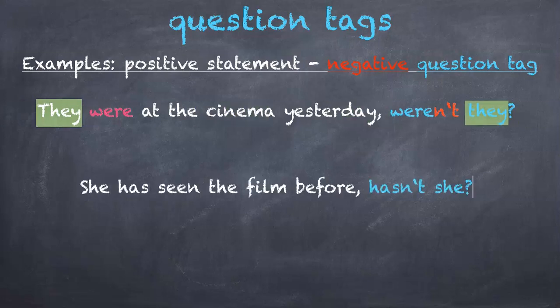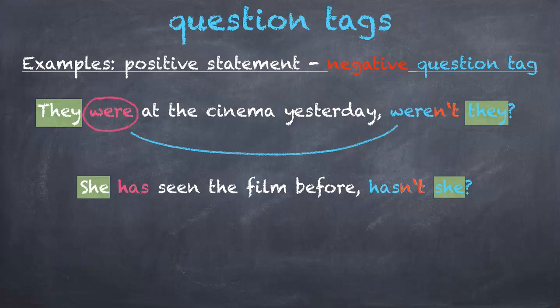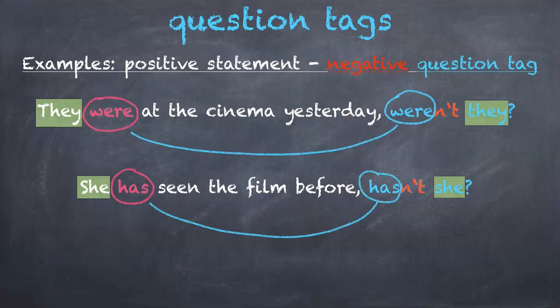She has seen the film before, hasn't she? This is present perfect. Has seen is positive, so it's hasn't she. Remember, a short form, negative in the question tag, and the same pronouns again. And remember, you have were in the statement, so you have weren't in the question tag, or has seen, the short forms. You have the has in the question tag again with the short forms.